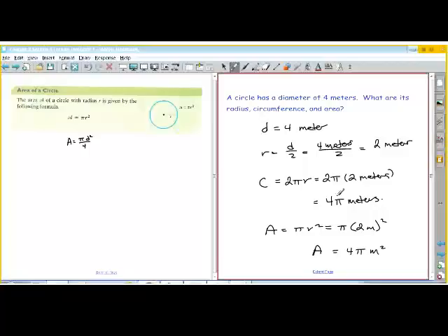The only time this works out where the value of the circumference and the value of the area are the same is when the radius is 2. So don't always expect that to happen. It's just the case where 2 squared is equal to 2 times 2. But if you had 3, 3 squared is not equal to 3 times 2.